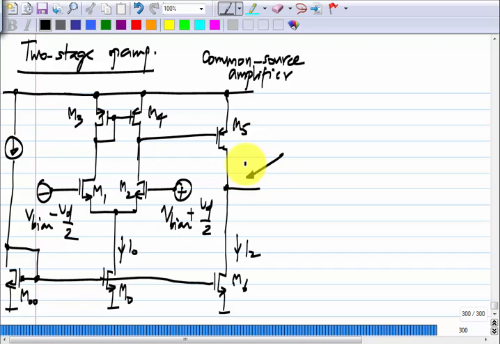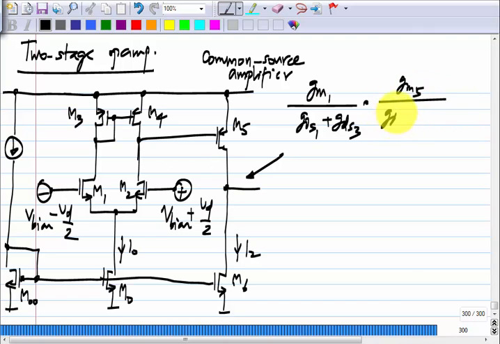The small signal output, assuming that all transistors are in saturation, what would it be? What will be the small signal output assuming all transistors are in saturation region? It is the product of the gains. So, gm1 by (gds1 plus gds3) times gm5 by (gds5 plus gds6) times Vd.